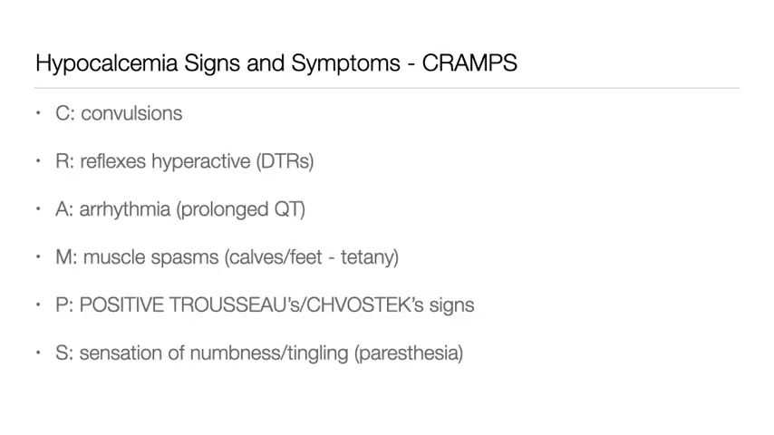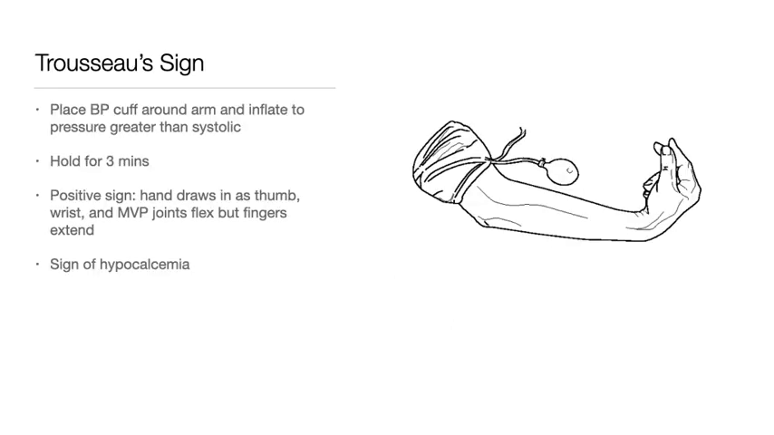With hypocalcemia, we're going to remember CRAMPS. C for convulsions, R for hyperactive reflexes, A for arrhythmia, M for muscle spasms, P for positive Trousseau and Chvostek sign. We're going to go over those in a minute. And then S for sensation of numbness, tingling, or paresthesia. So you can see most of these are related to muscles, but calcium is also involved in the long-term support of our bones.